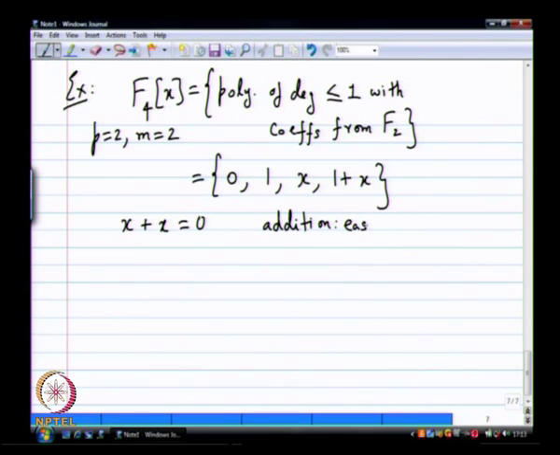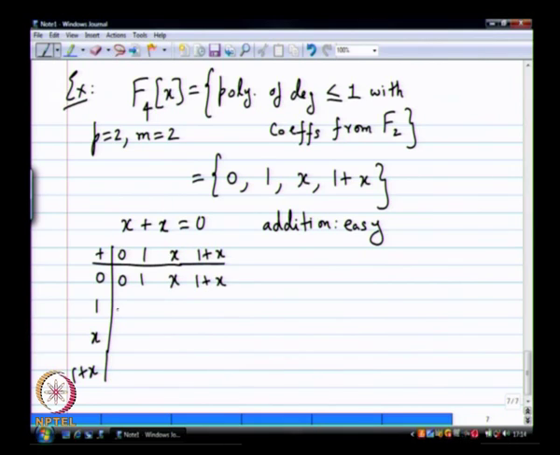Okay, it is easy to see what the addition is. You can make a table if you like. Like I did before for F3, I made a table, so you can do that if you like. It is very easy to do the table. So let us make the table. We will do that. Okay, 0, 1, x, 1 plus x, and 0, 1, x, 1 plus x. You can go ahead and fill out this table. It is not very hard.